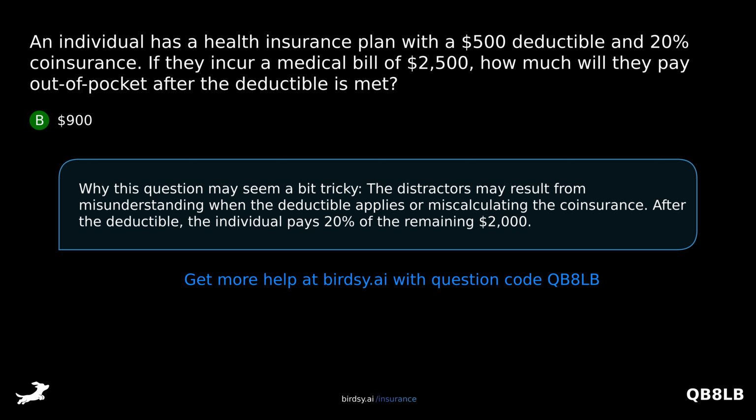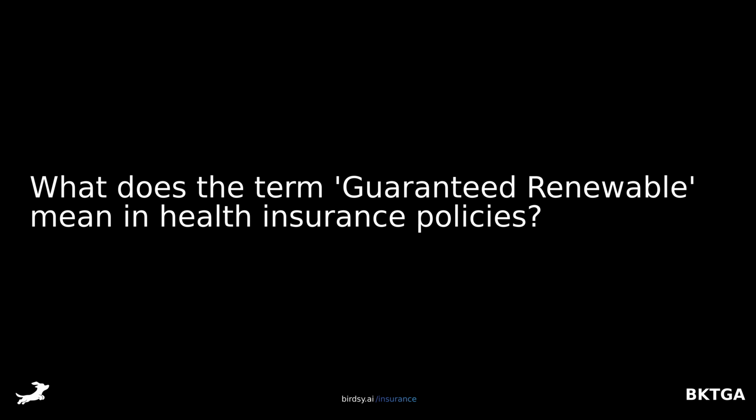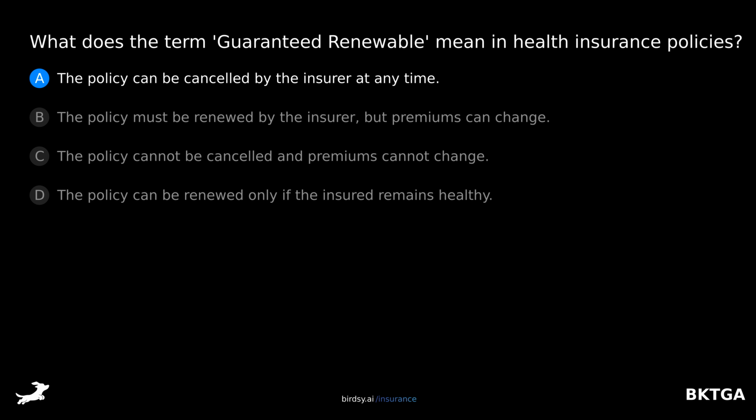Renewability and policy type terms. What does the term guaranteed renewable mean in health insurance policies? Is it A, the policy can be canceled by the insurer at any time? B, the policy must be renewed by the insurer, but premiums can change? C, the policy cannot be canceled and premiums cannot change? Or D, the policy can be renewed only if the insured remains healthy?